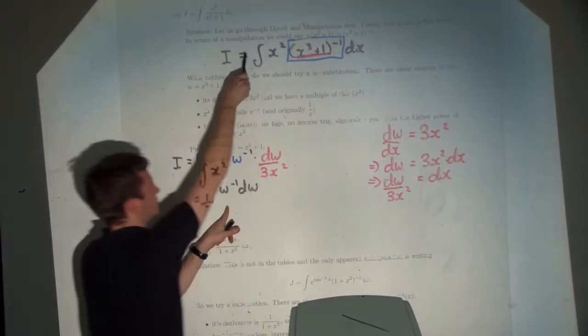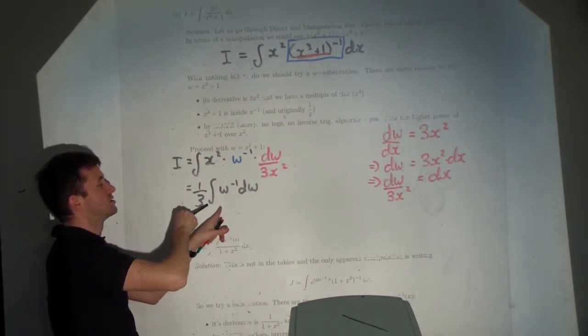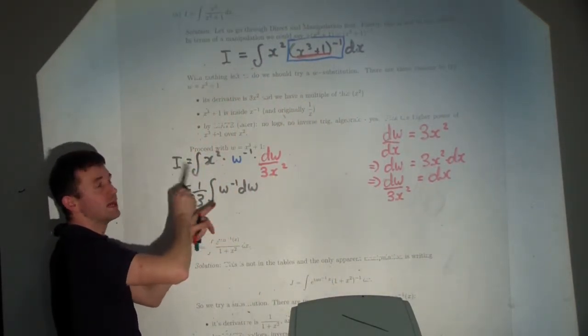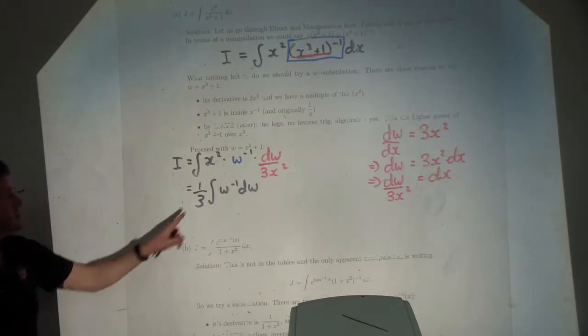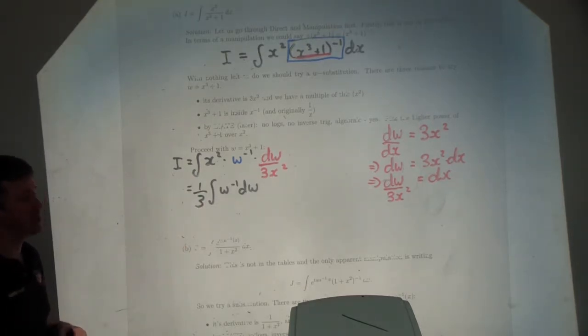Is w to the minus 1 in the tables? So what happens is, you rewrite this thing. Does this look simpler than this? Yeah, that's what the w substitution does. It simplifies it. And then you go back to the start. Is this in the tables?